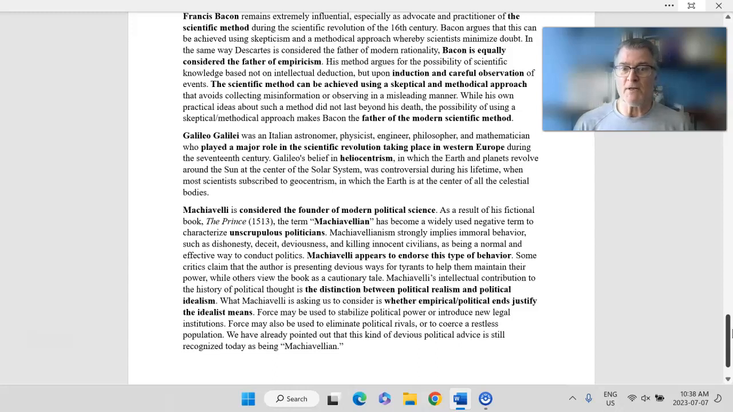So we've already pointed out this kind of devious political advice is still recognized today as being Machiavellian. We still see those things today. So any politician who uses deceit and dishonesty and is willing to basically trample on human rights to not only achieve power, but to maintain it. Machiavelli presents a very sordid and really terrible picture of what politics could be like. Whether or not he endorses it, he took that to his grave. It's up to us to decide what he meant.